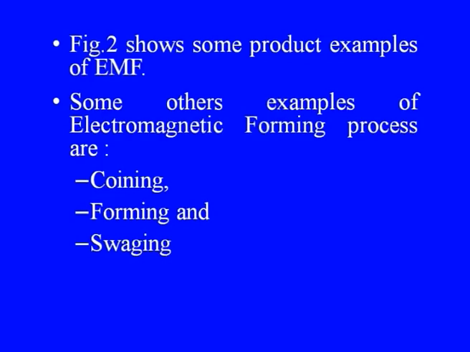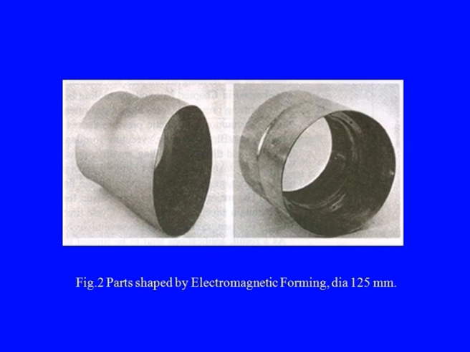The next figure shows some product examples of electromagnetic forming. Some other examples of electromagnetic forming processes are coining, forming and swaging. So, these are the parts formed by using the electromagnetic forming process. Then let us discuss another process that is known as electroforming.